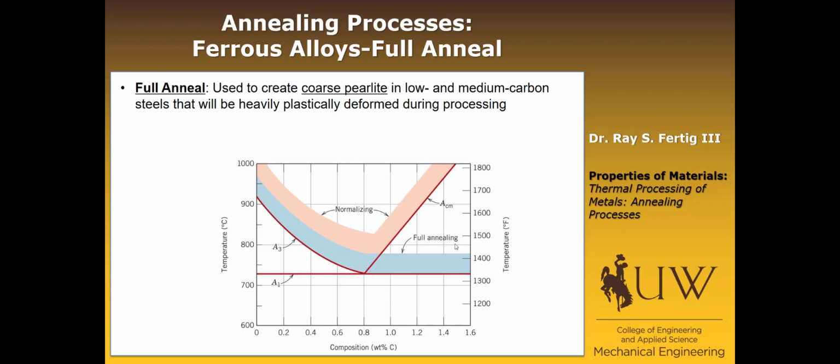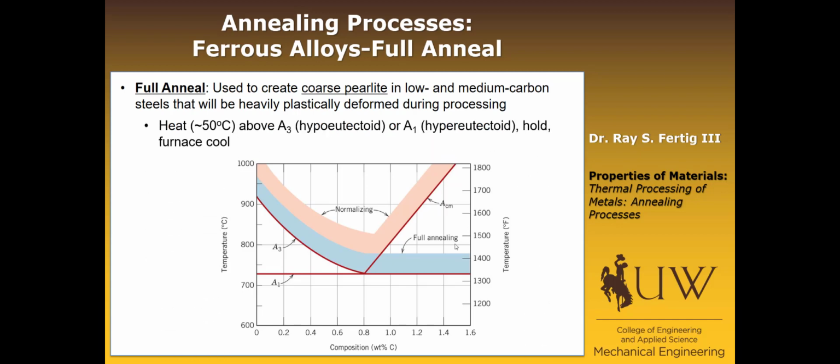Okay, the full anneal is going to be used to create coarse perlite in low and medium carbon steels. That's just the carbon content. Any of those that are going to be heavily plastically deformed during processing. The reason is that coarse perlite is going to be more ductile than a fine perlite or a bainite, and so sometimes we want to create that microstructure so that the processing can happen without damaging our tools.